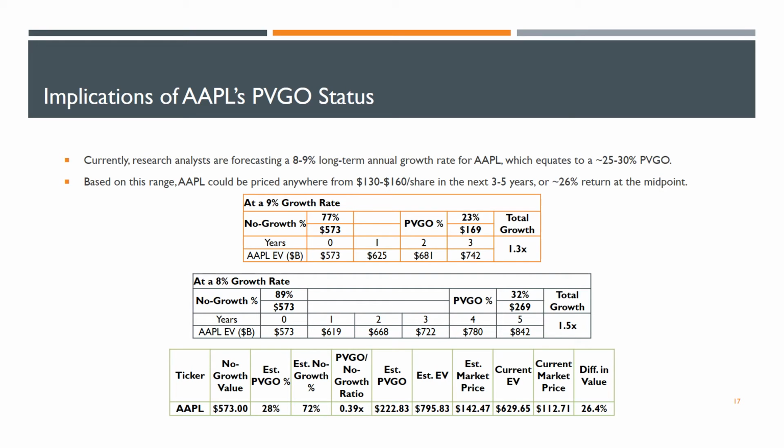Well, 26% return. To get to that number, let's look at the bottom table. I showed in the past video how this all equals out. You take the no growth value, like I mentioned before, $573 billion. Use the estimated PVGO percentage. In this case, I used the midpoint between 25 and 30%, which means you back in and find the estimated no growth percentage. You compare the ratio, multiply by the no growth value, and find the estimated PVGO from there. You add the PVGO to the no growth value, and you get the estimated enterprise value.